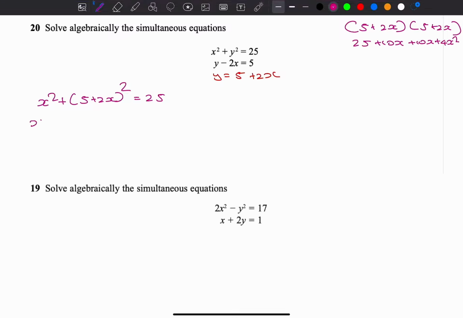So that will give you x squared plus 25 plus 10x plus 10x. That makes it 20x, remember, plus 4x squared. Bring the 25 in, minus 25 equal to 0. How many x squared? 5x squared plus 20x plus 25 minus 25, which can go away, is equal to 0.